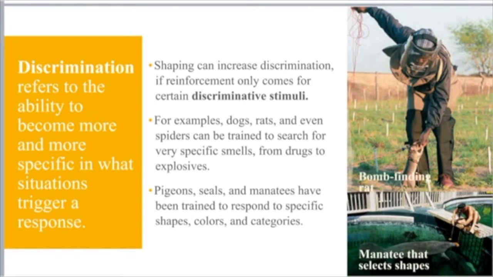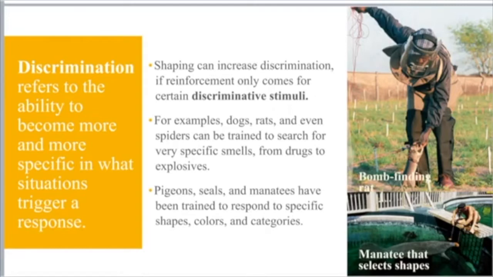Then it's important to recognize too that discrimination impacts our understanding of operant conditioning just as it did our understanding of classical conditioning, right? In this sense, discrimination refers to the ability to become more and more specific in what situations trigger a response. So maybe the child knows that temper tantrums don't work at home, but mom and dad get real embarrassed when they do it out in public, so they're quicker to get things that they want when they're in public throwing temper tantrums than when they're at home throwing temper tantrums, right?